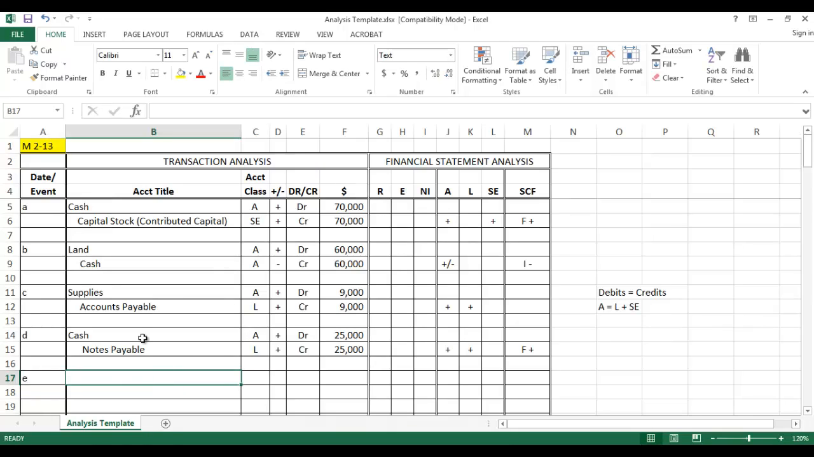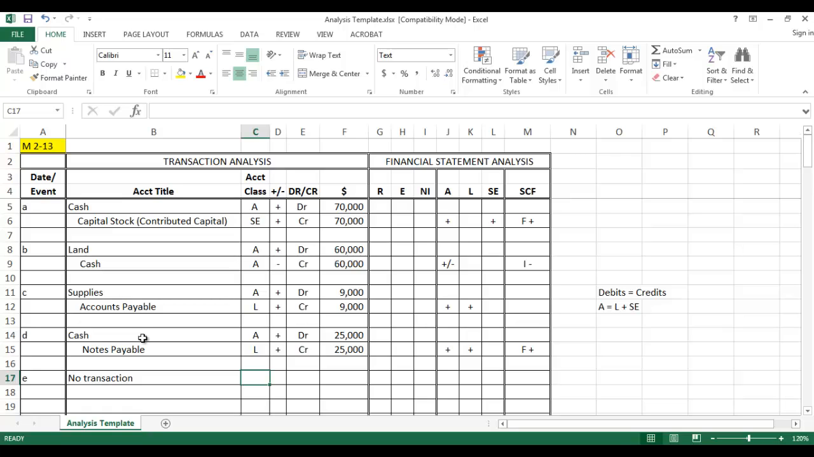Letter E says one of the owners sold $10,000 worth of his stock to another shareholder for $11,000. Now go with your instinct on this one. One of the owners selling his stock to someone completely unrelated to the company has no bearing on the company's financial transactions. Okay, that's no transaction for the company.